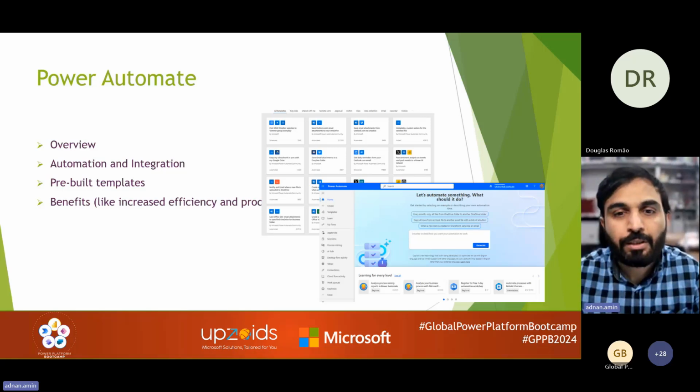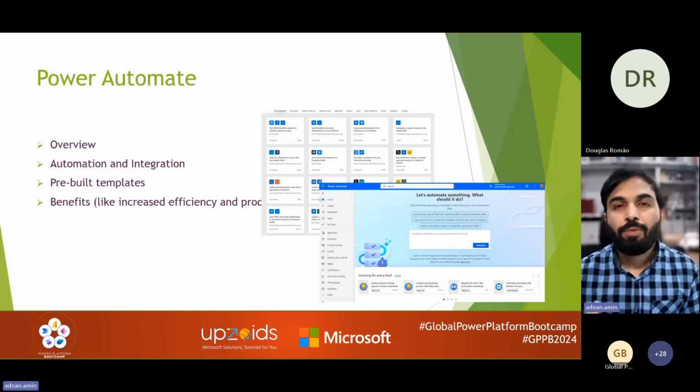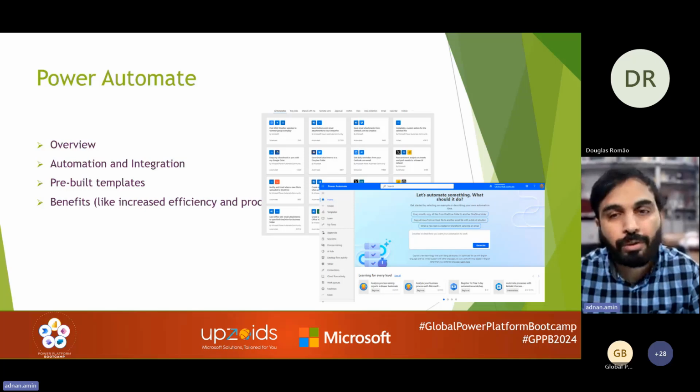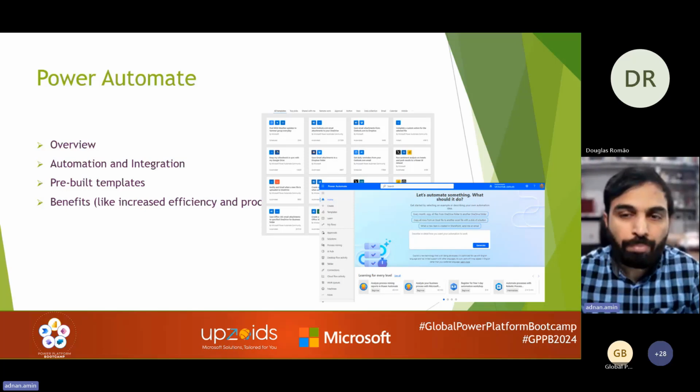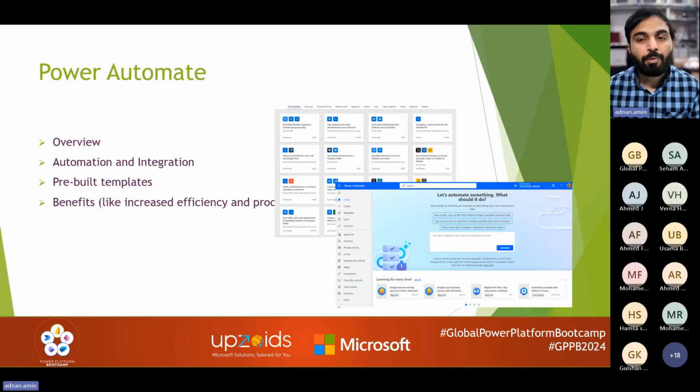It's a cloud-based service that allows you to automate workflows between your favorite apps and services. And my favorite app service is SharePoint, where I have written most of my Power Automate flows. With Power Automate, you can create flows that automate repetitive tasks, integrate with other apps and services, and even build custom connectors. Some of the key features include automation, integration, and a rich set of pre-built templates available, which also help as a starting point.